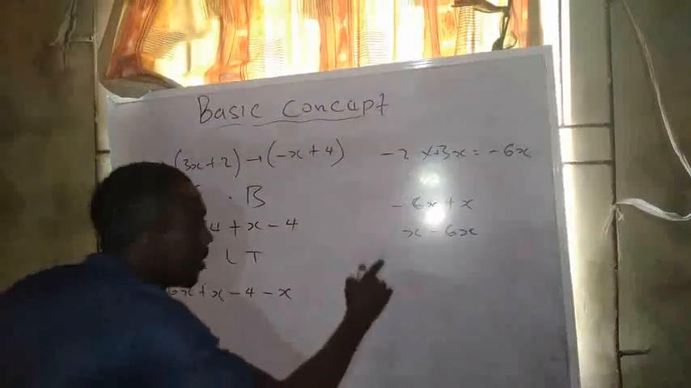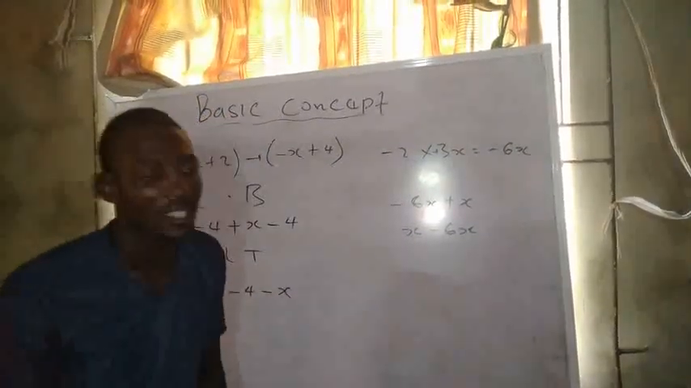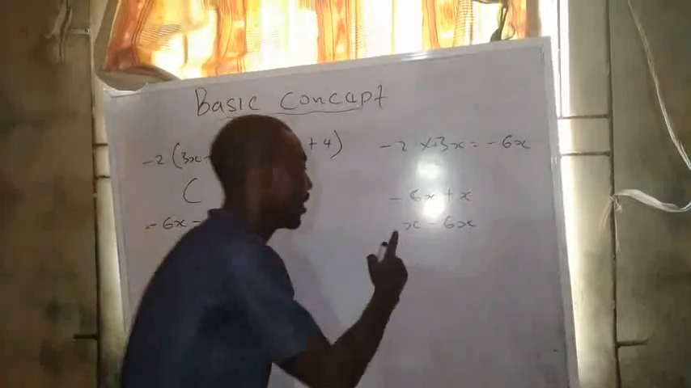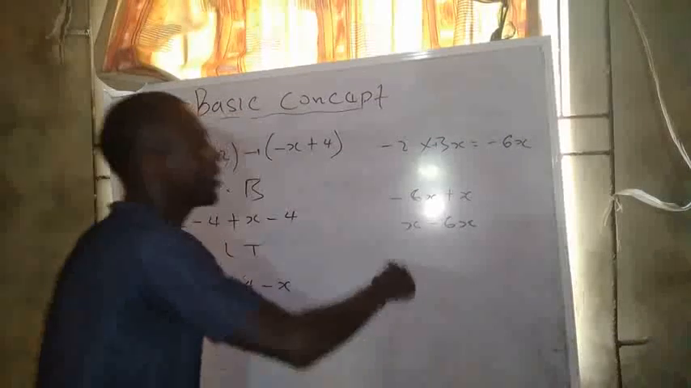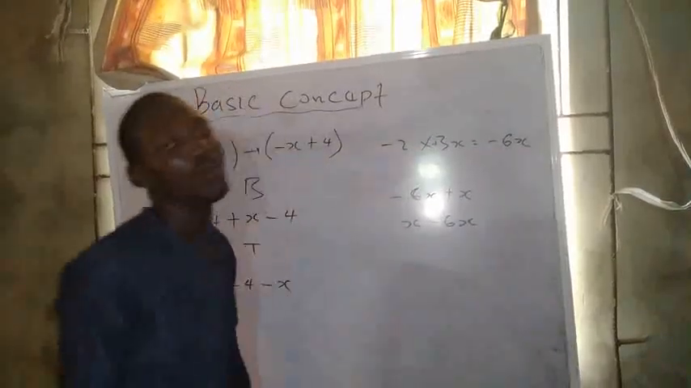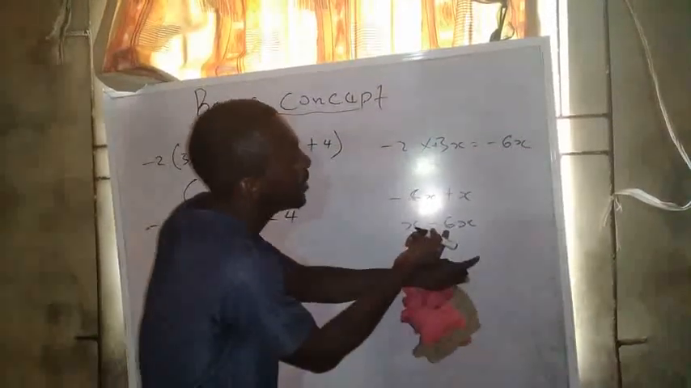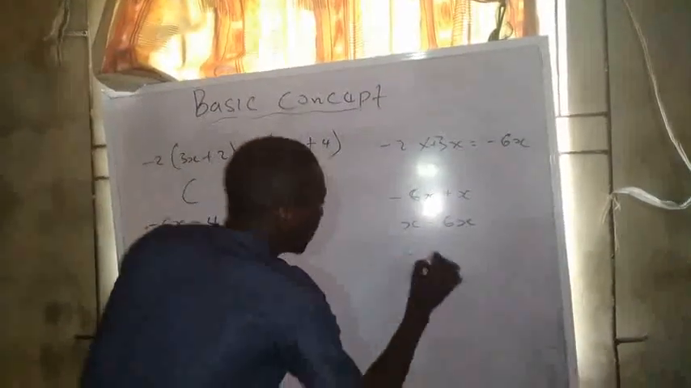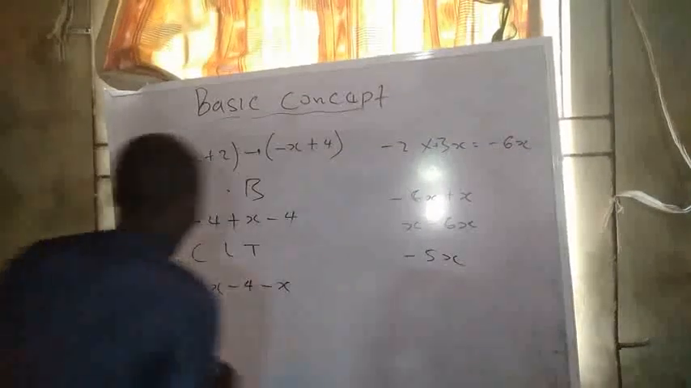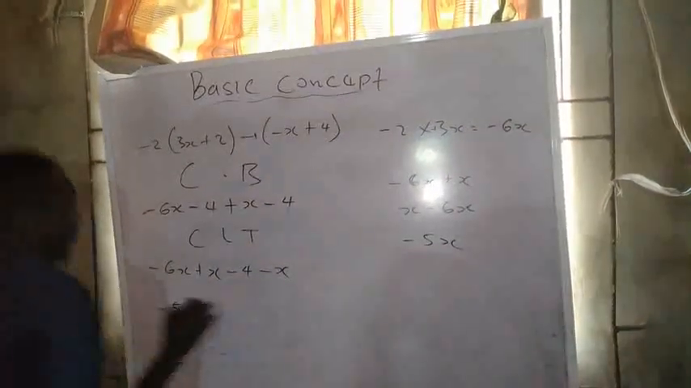So s minus 6s, s is having a coefficient of what? 1. So it's the same thing as 1s. So 1s minus 6s here is what? Don't forget, you are subtracting 6 from 1. Definitely your answer will have minus. So your answer will be what? Minus 5s. Yeah, we have it.